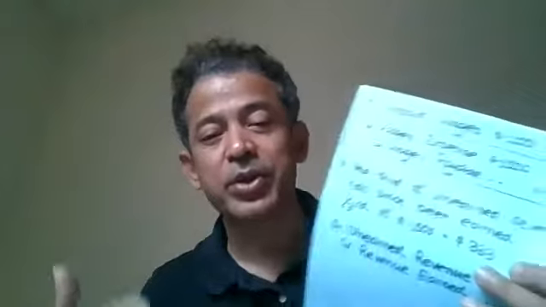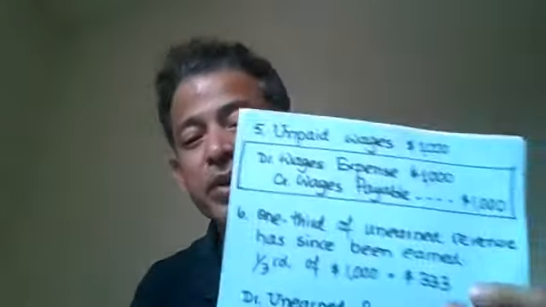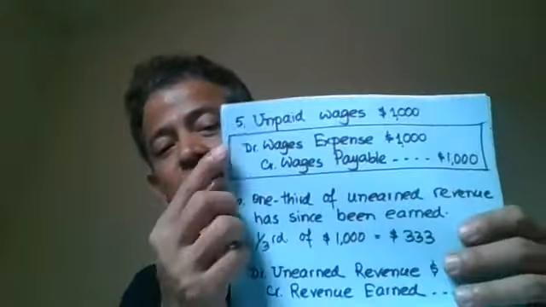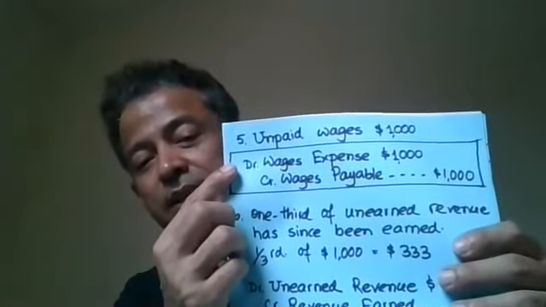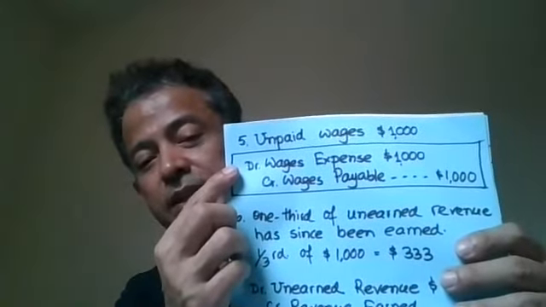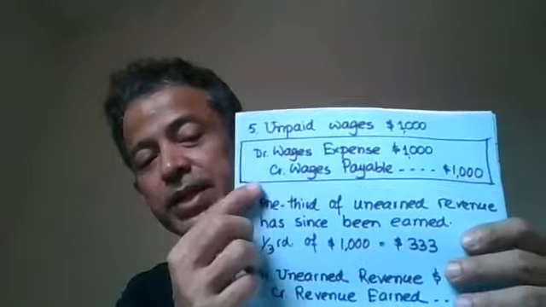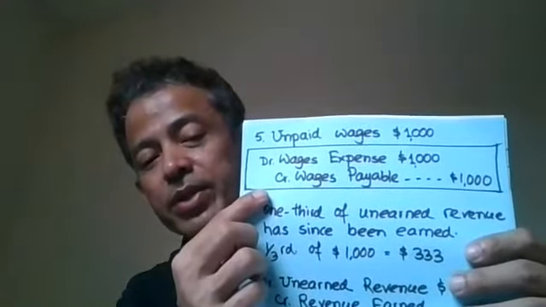You have a liability on your shoulder, and you have to recognize it as an expense because you have used their services to generate the revenue that you did. So for proper matching, your revenues must match with your expenses, or your expenses must match with your revenues. And you also debit wages expense for that $1,000 that remains unpaid, and credit unpaid wages or wages payable.